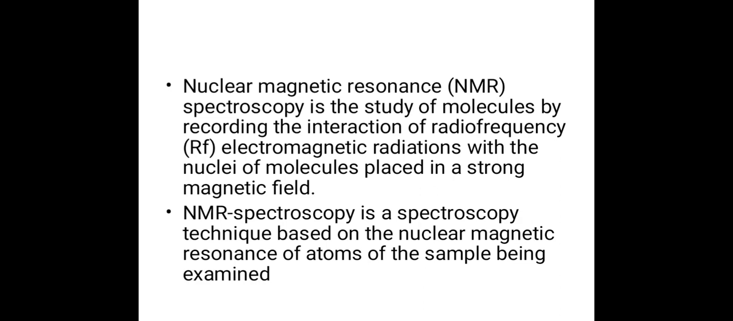NMR spectroscopy is a spectroscopy technique based on the nuclear magnetic resonance of atoms of the sample being examined. The sample is placed in a magnetic field and the NMR signal is produced by excitation of the nuclei of the sample with radio waves into nuclear magnetic resonances, which is detected with sensitive radio receivers. The intramolecular magnetic field around an atom in a molecule changes the resonance frequency, thus giving access to details of the electronic structure of a molecule and its individual functional groups.